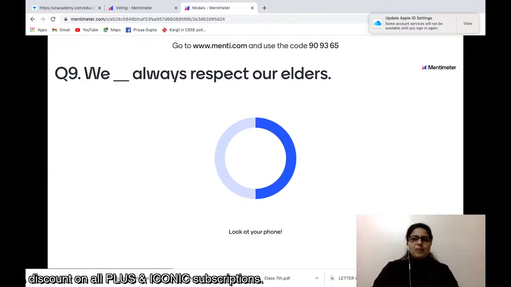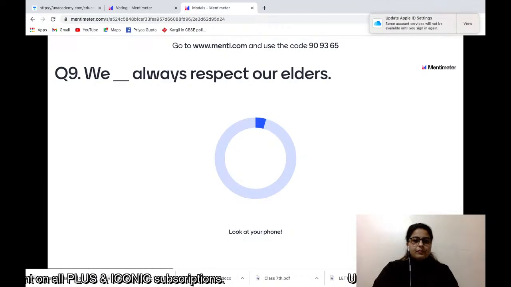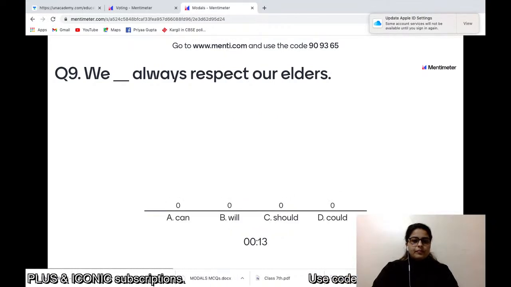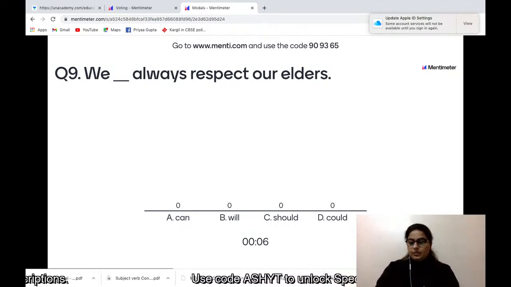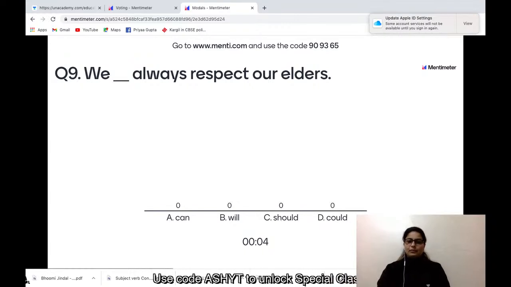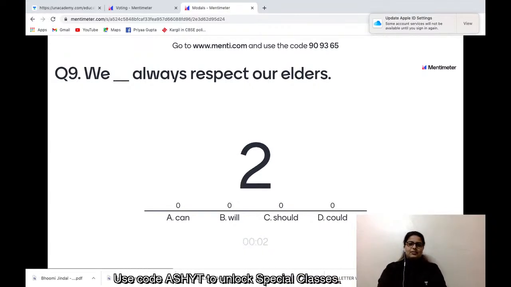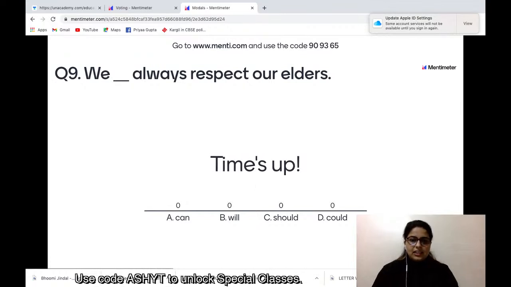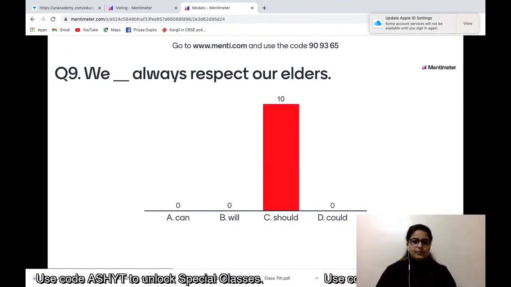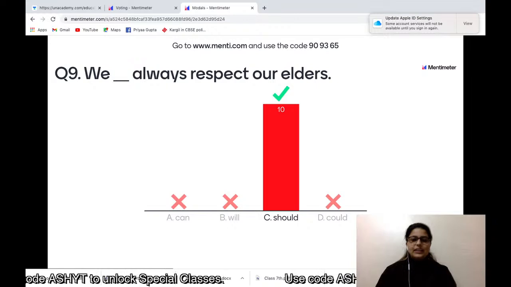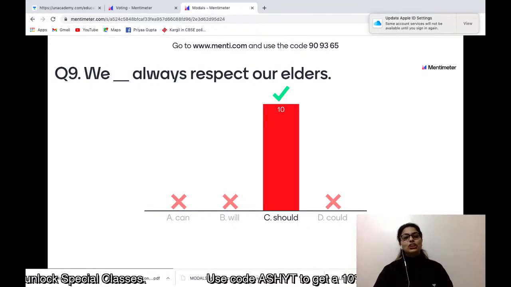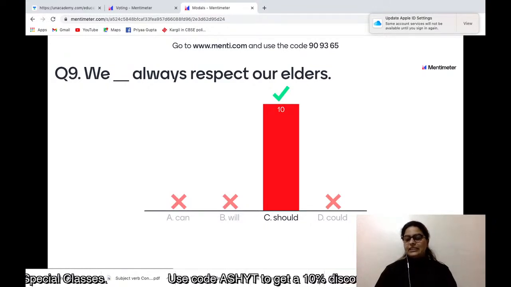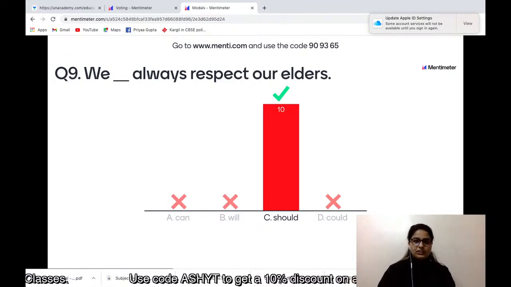Question number 9. We dash always respect our elders. Very simple and easy. It should be 110% correct, everyone. Be careful. This one should never be wrong. Wonderful. Everybody has answered correctly. We should always respect our elders. Indeed, it's an advice. It's a social obligation.